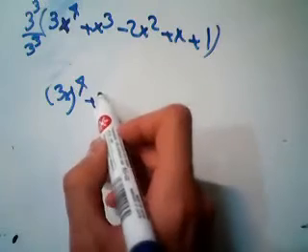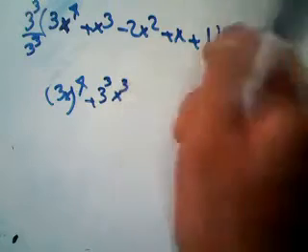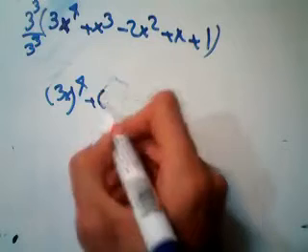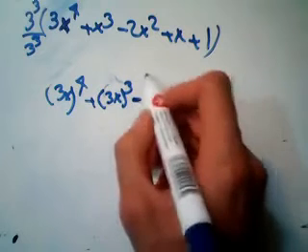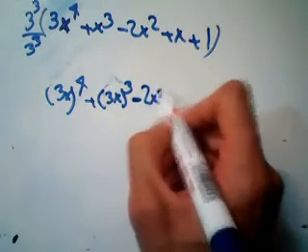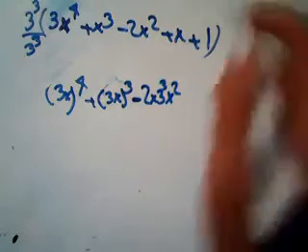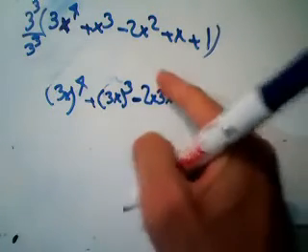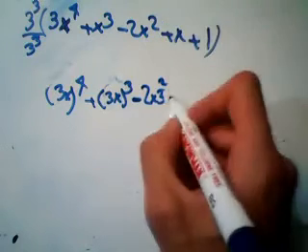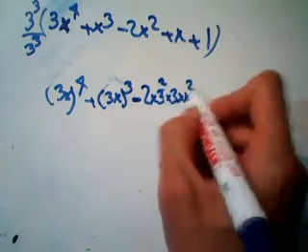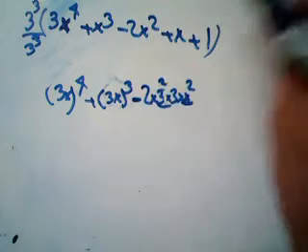Okay, that would be this, plus 3 cubed x cubed, that is (3x) cubed, minus 2 times 3 cubed x squared, and we write this as 3 squared times 3 times x squared. Again we write it in the form of 3x.